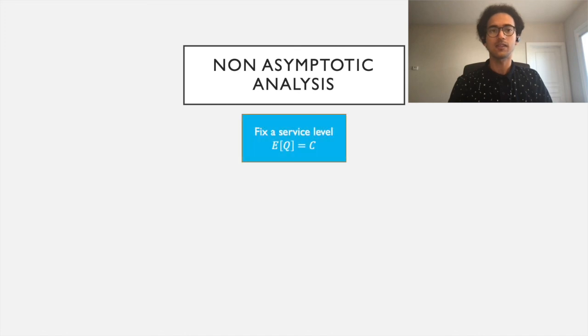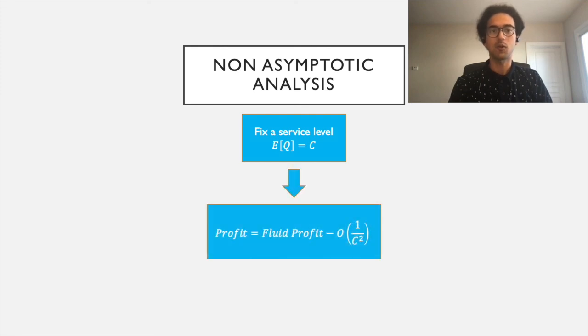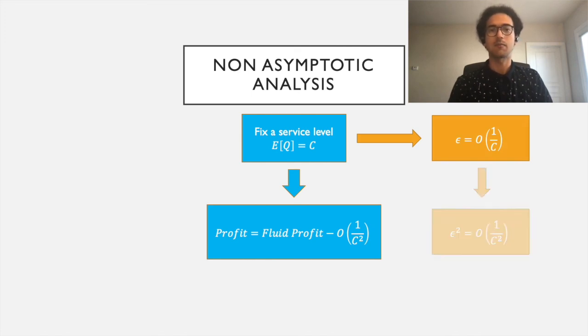Suppose we impose a service level constraint, that is, the expected queue length must be equal to C for some positive C. Then the profit that can be achieved under any such policy will be at least 1 by C square order less than the fluid profit. This is because to achieve expected queue length equal to C, we must pick epsilon to be of the order 1 by C. Thus, epsilon square is of the order 1 by C square, which indicates that the loss in profit is of the order 1 by C square. This result can be employed in practice to understand the trade-off between the profit and expected queue length.